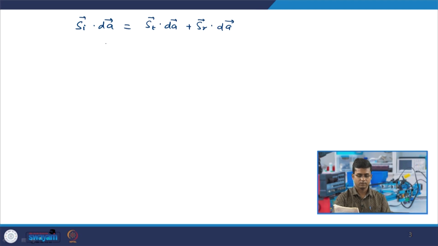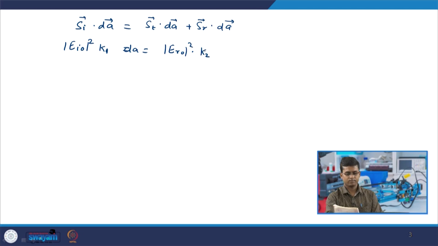that is, mod E_I0 squared K_1 into dA is equal to mod E_R0 squared into K_1 dot dA plus mod E_T0 squared dot K_2 dot dA. So, k is small, sometimes I write it as if it is capital, but it is small k.